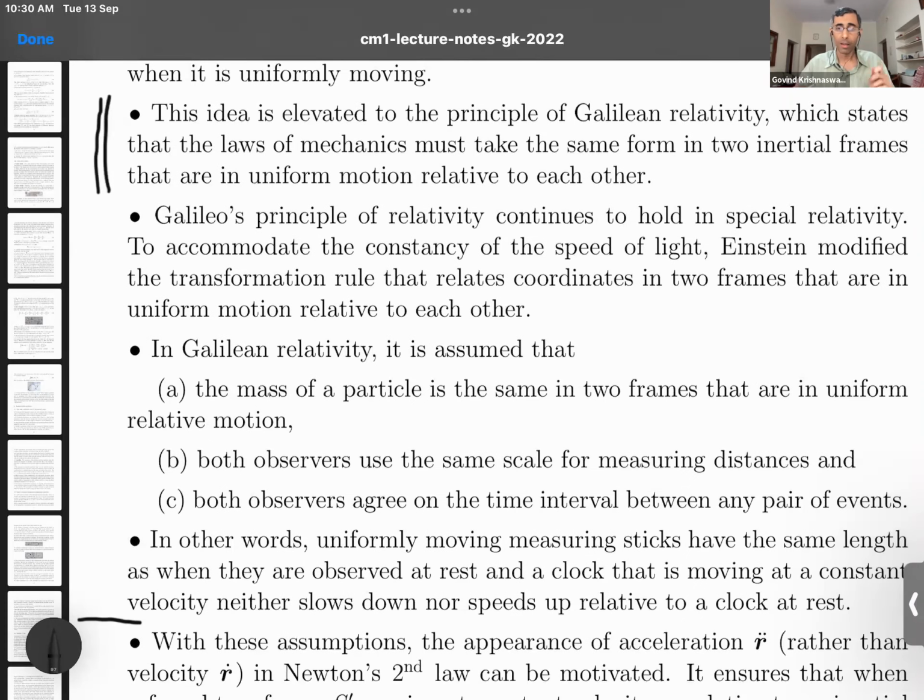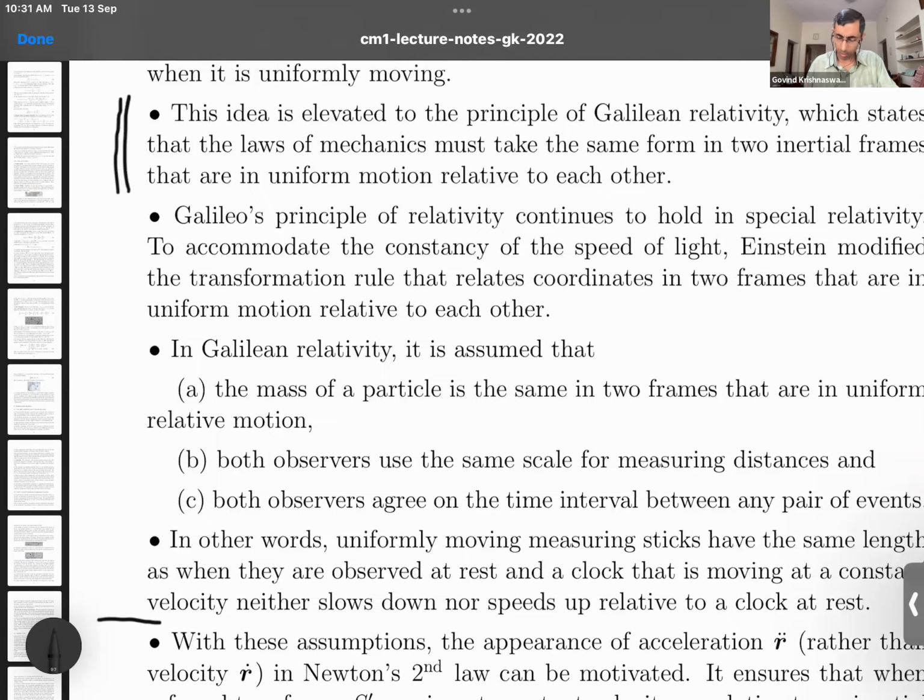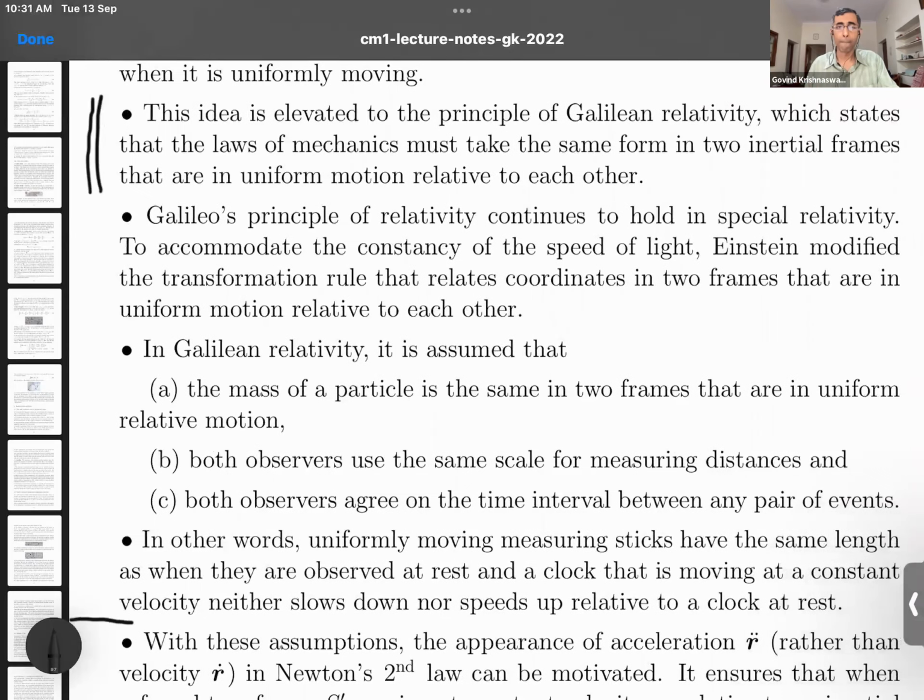Okay, so let us go back to where we were. So last time we introduced Galileo's principle of relativity. The way he discovered it was to compare the motion of physical bodies in a ship that's docked at the shore and one that is moving uniformly in the sea. And he found that there is no way to tell without looking out of the ship that it is actually moving uniformly.